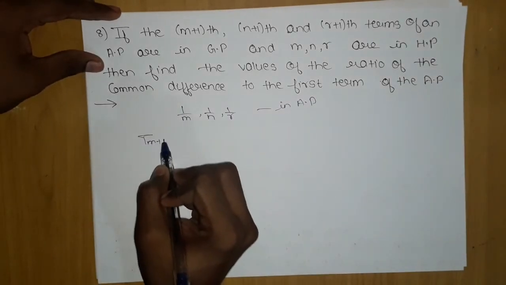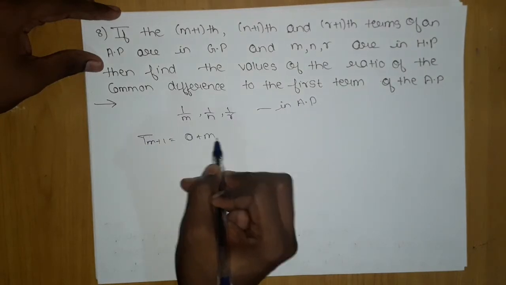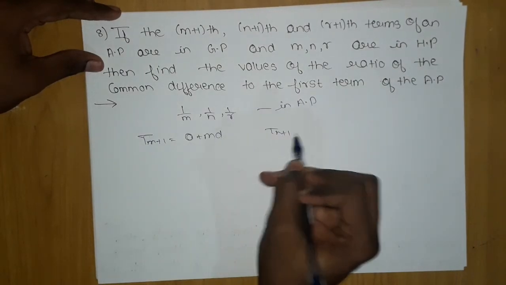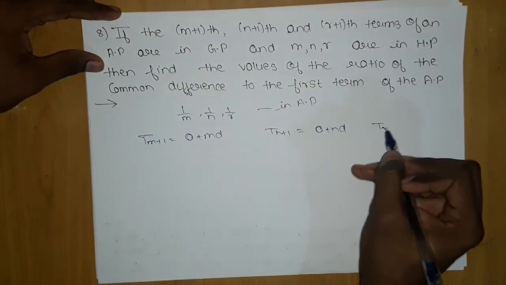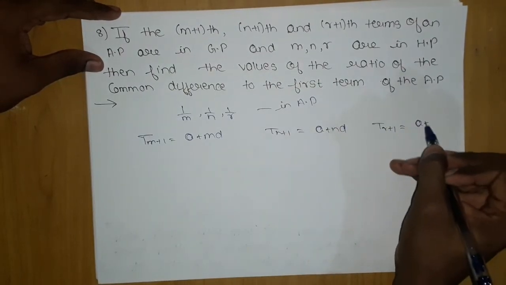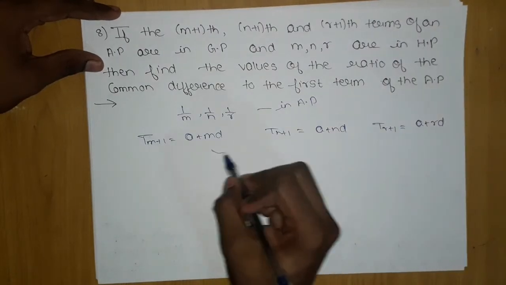Now one more thing: t(m+1) is a plus md. t(n+1) is a plus nd, and similarly t(r+1) is nothing but a plus rd. Now they are in GP.